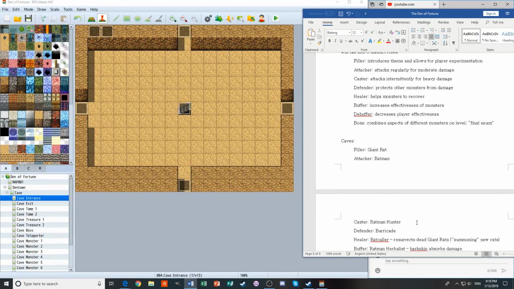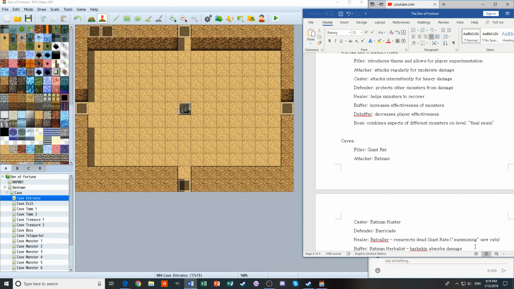Defender is just going to be a barricade, straight up wall, gets in the way. Healer, I'm taking some liberties with this as well, because you don't want to be too cookie cutter. So my healer is going to be the Rat Caller, which is going to be kind of a Ratman Shaman, I guess. And what it's going to do is every encounter that includes a Rat Caller is also going to include giant rats. Just kind of makes sense. And if you kill a giant rat, then the Rat Caller will summon a new rat, which in game mechanics is effectively just going to resurrect a dead rat.